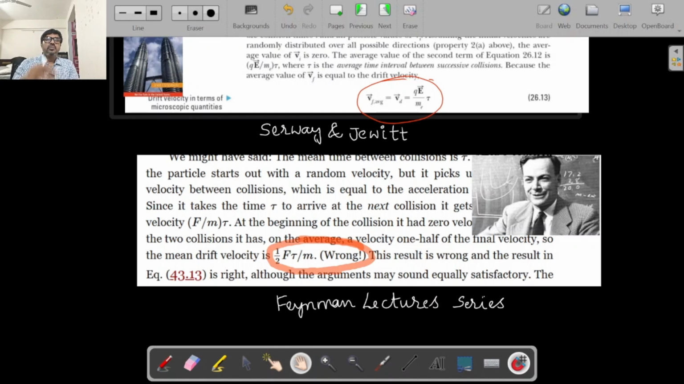And I went through multiple books like that. There is Sears and Zemansky, there is Young and Freedman, and other books like that. All the books were not giving that half factor.